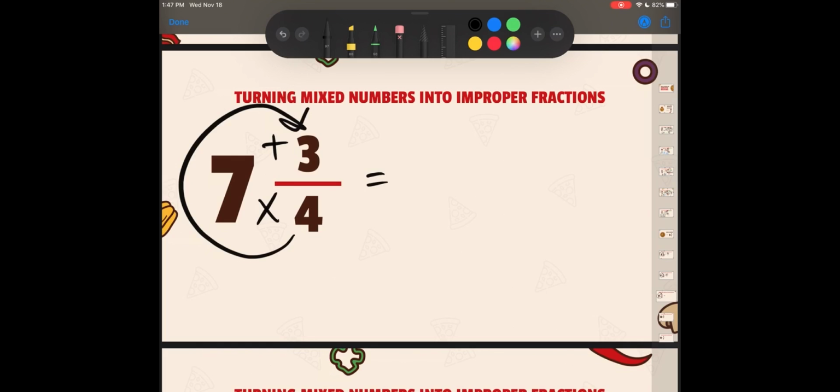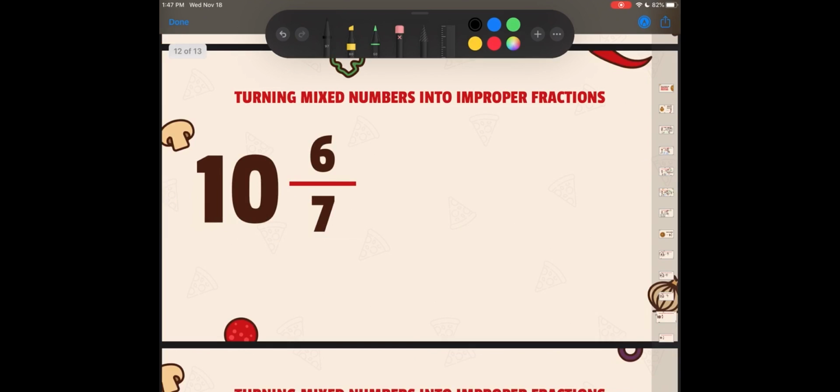So we'll do 7 times 4 plus 3 to get our new numerator. We go up and around. So 4 times 7 is 28, plus 3 is 31. So with 31 for our new numerator, our denominator was 4, so it stays 4. So 7 3/4 is equivalent to 31/4.